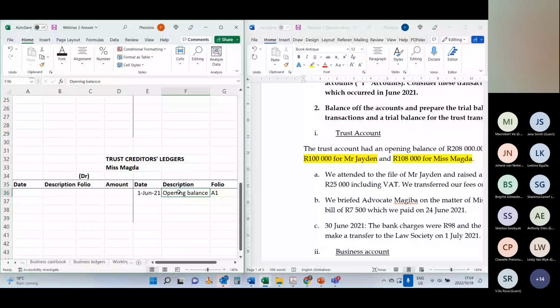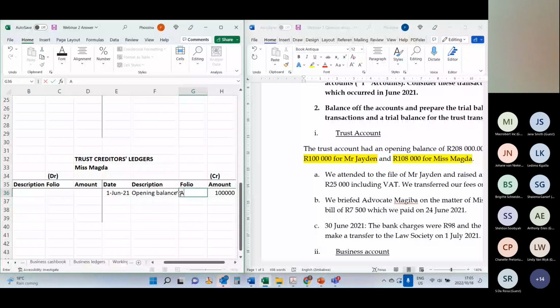So for you to reference, they need to mean the other leg of the transaction. It's an account here as our opening balance. So that's where we utilize the folios. That's how the folios are utilized. Okay.